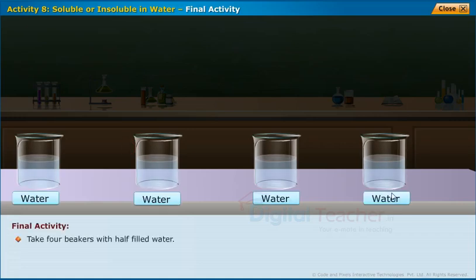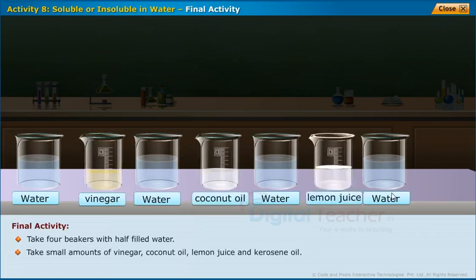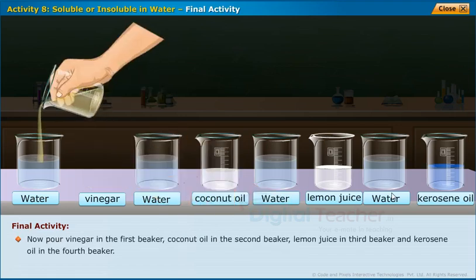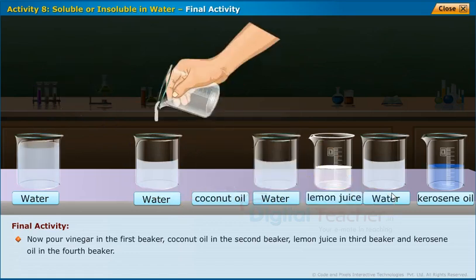Take 4 beakers with half-filled water. Take small amounts of vinegar, coconut oil, lemon juice and kerosene oil. Now pour vinegar in the first beaker, coconut oil in the second beaker, lemon juice in the third beaker and kerosene oil in the fourth beaker.